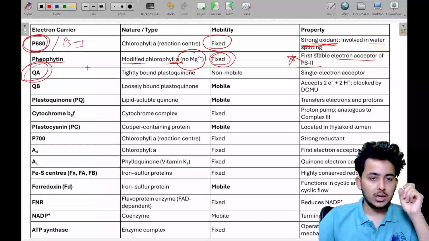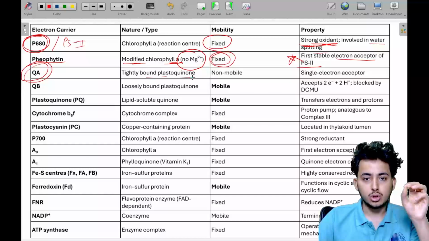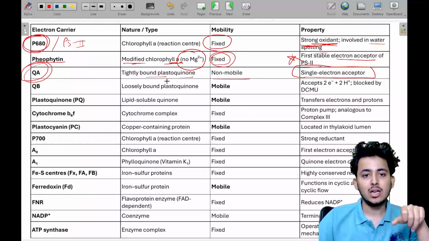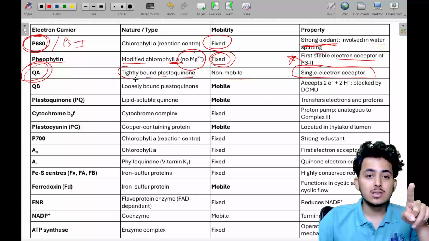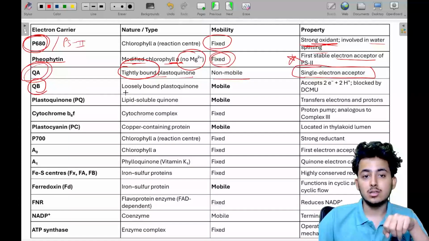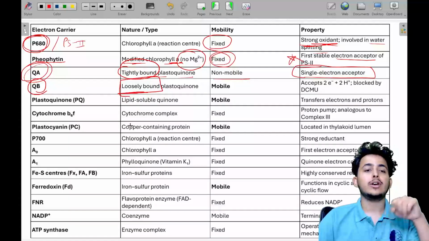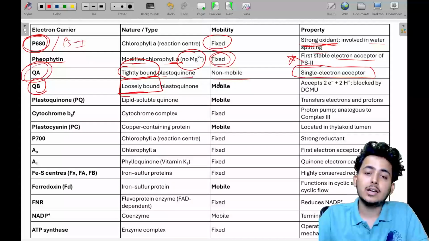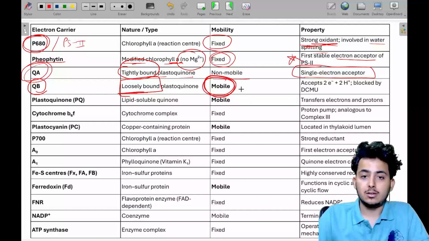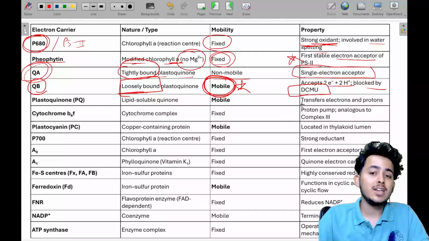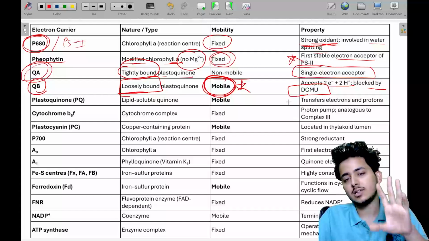Then you have quinone A, that is tightly bound plastoquinone, non-mobile, a single electron acceptor. The important point to be noted is that it is tightly bound to the membrane, and quinone B is loosely bound to the membrane. I told you that it is in the thylakoid membrane core, and this is a mobile carrier, very important. It accepts 2 electrons plus 2 protons, and is blocked by DCMU. So all things are summarized in this table.